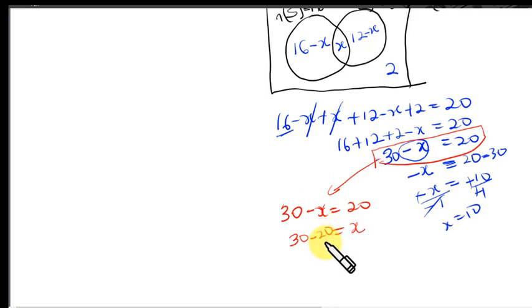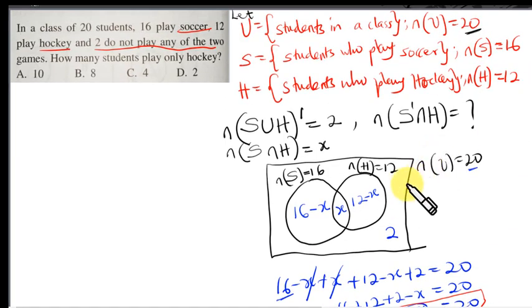So we will have the opportunity to subtract a smaller number from a bigger number, and that's not a headache for us, of course, because when we subtract 20 from 30, we get 10, and we have 10 equals x. If 10 is equal to x, then x is equal to 10. That is it. So the value of x is 10. So the number of students who play both sports is 10.